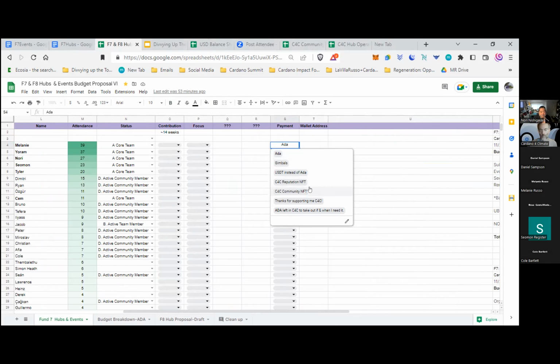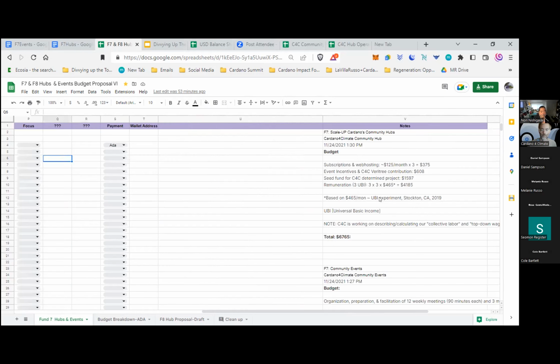C4C reputation NFT, community NFT. These may have some extra costs, but there are also possibilities. Maybe somebody just wants to say thanks for supporting me, C4C. Another option is maybe I want to leave the ADA in C4C and take it out when I need it, and watch it grow somehow and support the community. I can put it in my wallet or I can let it sit in a community wallet, but as long as I have access, then maybe that's a possibility. So I think that's everything I've got in a nutshell.